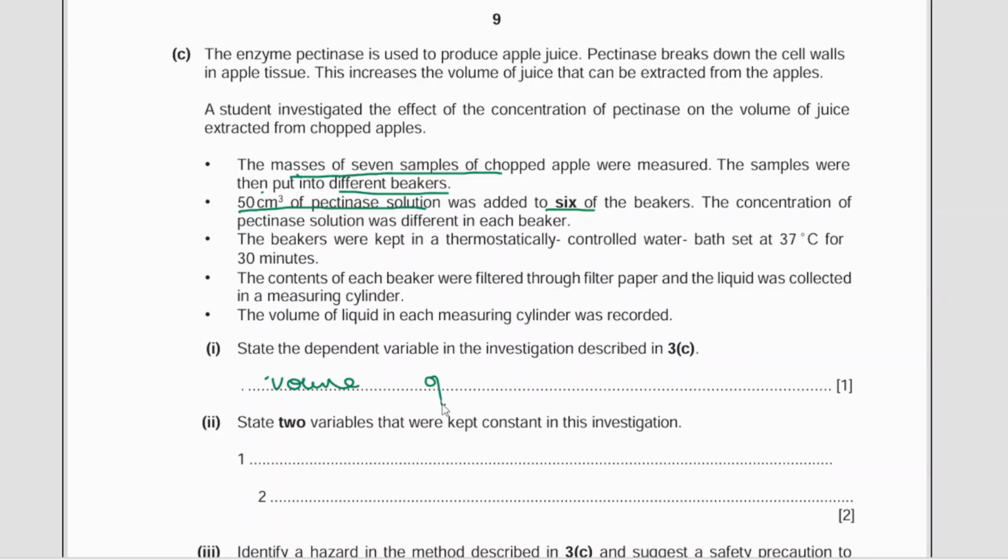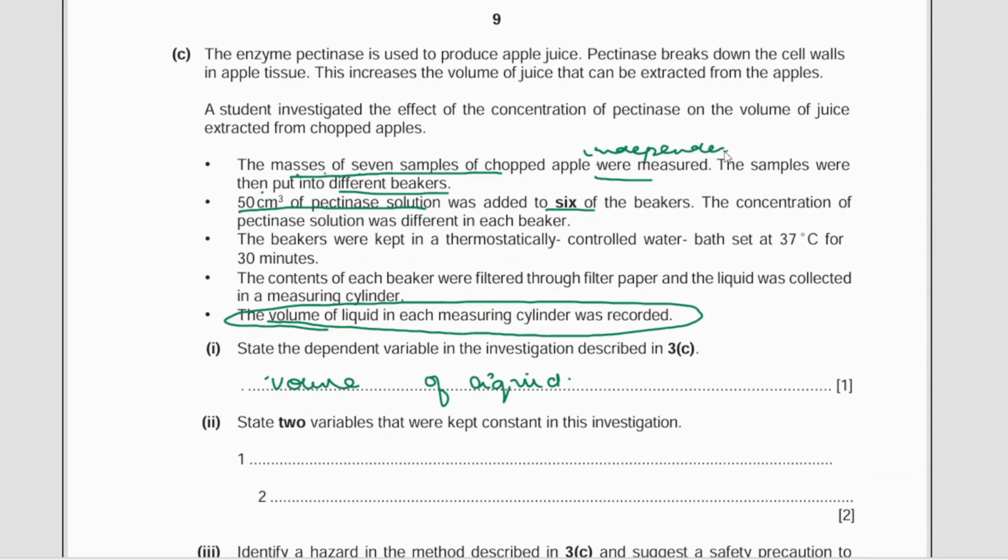Volume of liquid. Yes, so we are measuring this. Look, it's written. Okay, that's when we started the experiment. This is the independent variable, and this one is dependent. The thing that we change, we are changing the masses. Okay, state two variables that should be kept constant.